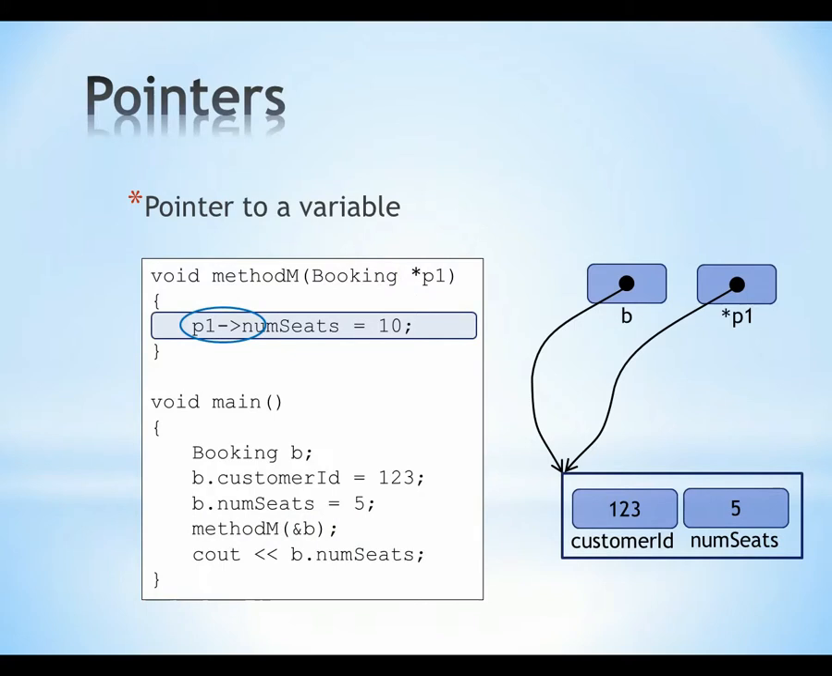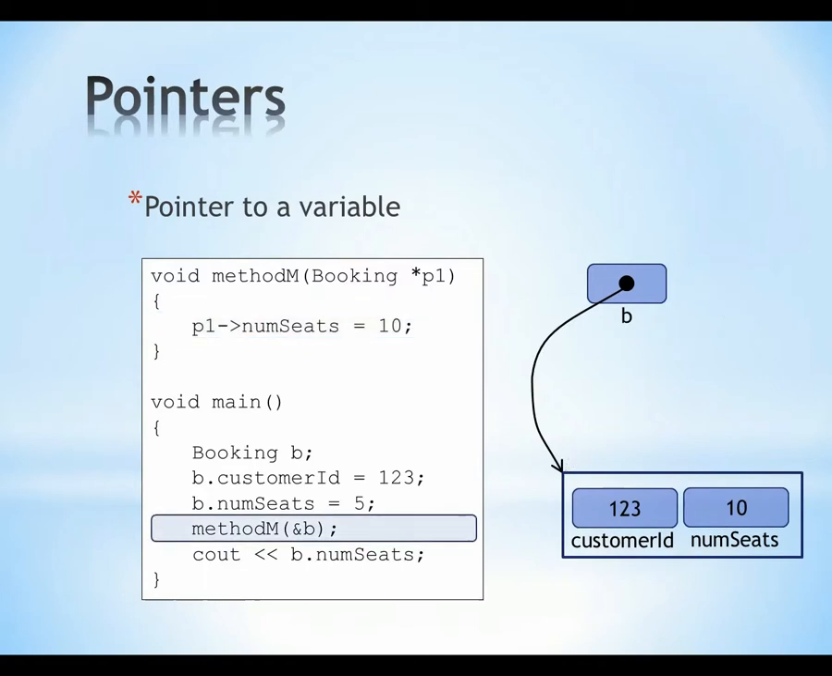It's just saying that we're now going to set the num_seats field for the booking pointed at by p1 to the value 10. And then by the time we return to where the method was called, num_seats has been updated, so that when we output the value of num_seats in b, it will output the value 10 that was set by the method. And that's a brief introduction to how pointers are used in C++.